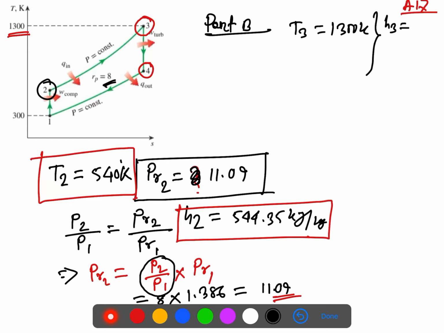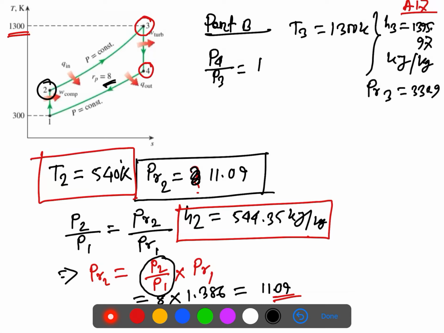So h3 is equal to 1395.97 kilojoule per kg. And Pr3 will be 330.9. This is a dimensionless constant. So now again, we can use this expression. So we can write, let's say, P4 over P3, okay? It is equal to Pr4 over Pr3.